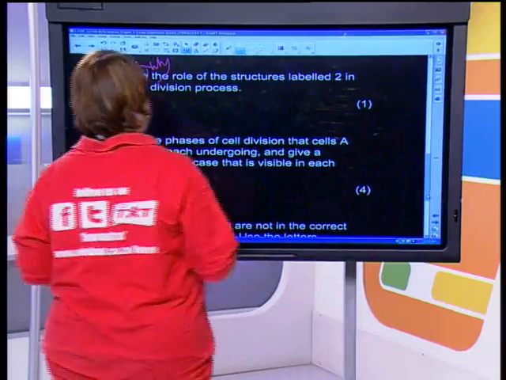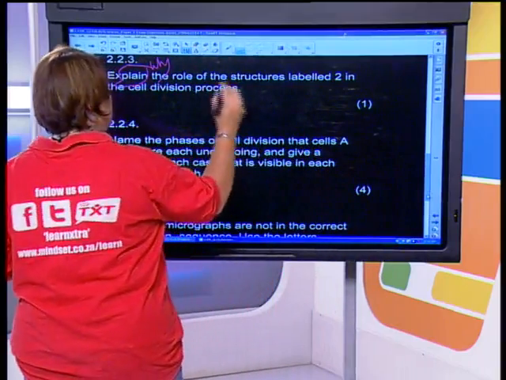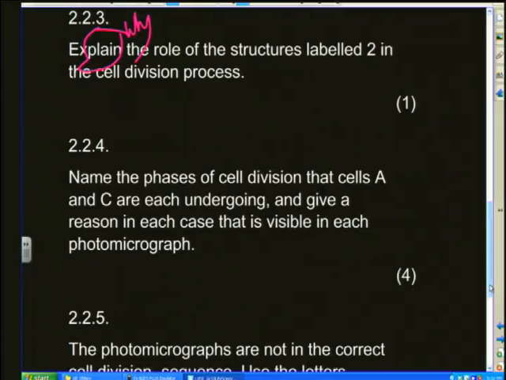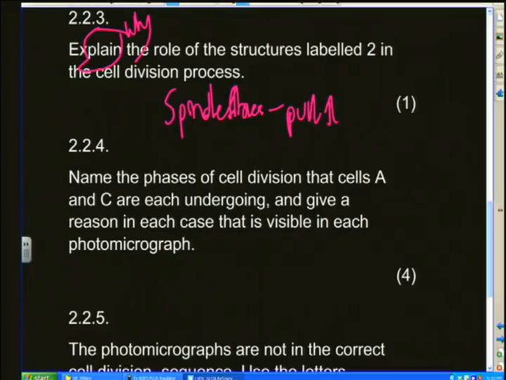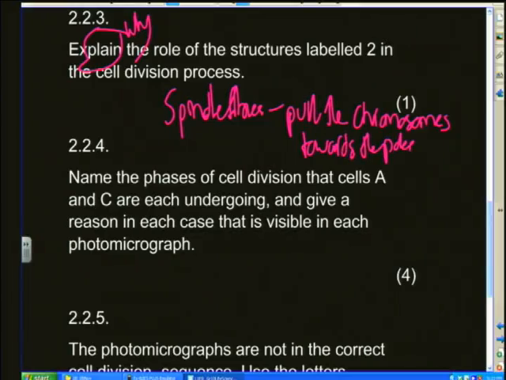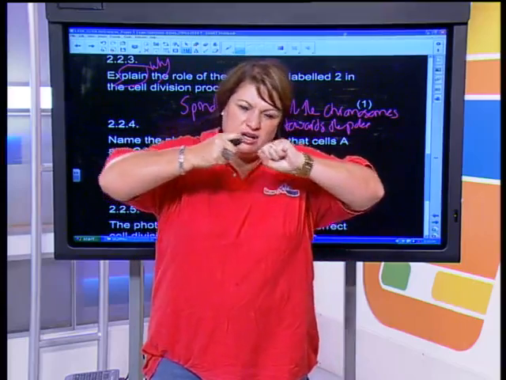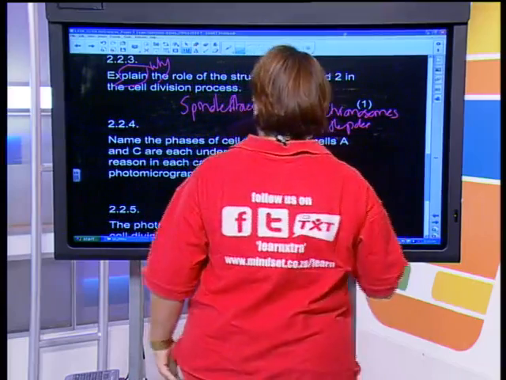All right, so let's try and be more biological. Explain the role of the structures, label them first. I know it's only for 1 mark. They are the spindle fibers. And what is their function? They pull the chromosomes towards the poles. All right, so remember, I also imagine they're like a fishing rod. Spindle fiber, imagine the rod for fishing. Right, and you're just going to pull.